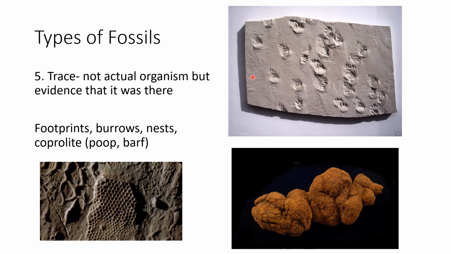So here's a trace fossil showing footprints. Here's a trace fossil showing a beehive. You can see the little hexagonal shapes there. And then here is a piece of coprolite. This is a piece of mammal feces that has been fossilized.